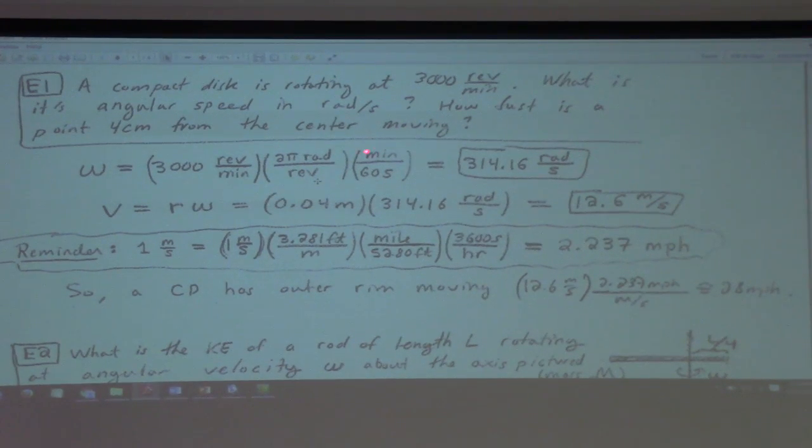Rad. And then a minute is the same as 60 seconds, so this is multiplying by 1 to suit our purposes, and we get 314 radians per second. The relation between the velocity and the angular velocity is multiplied by the radius. So here the radius is 0.04 meters, and so there you go, 12.6 meters per second. And then just for kicks, I converted this to miles per hour, and I got 28 miles per hour.